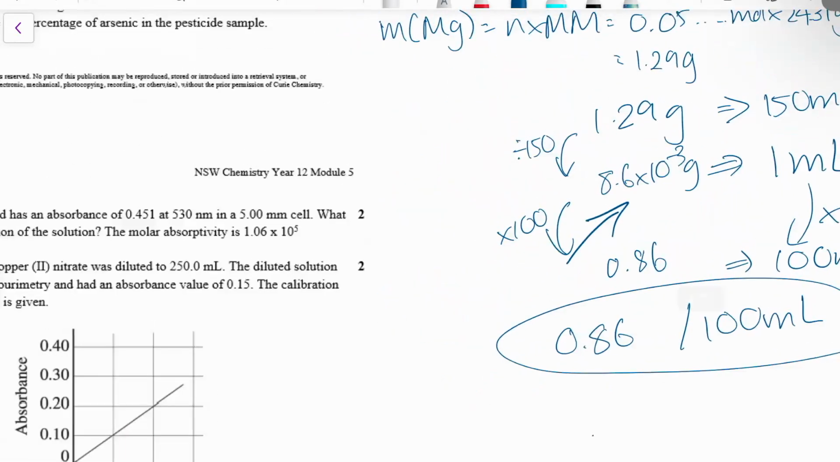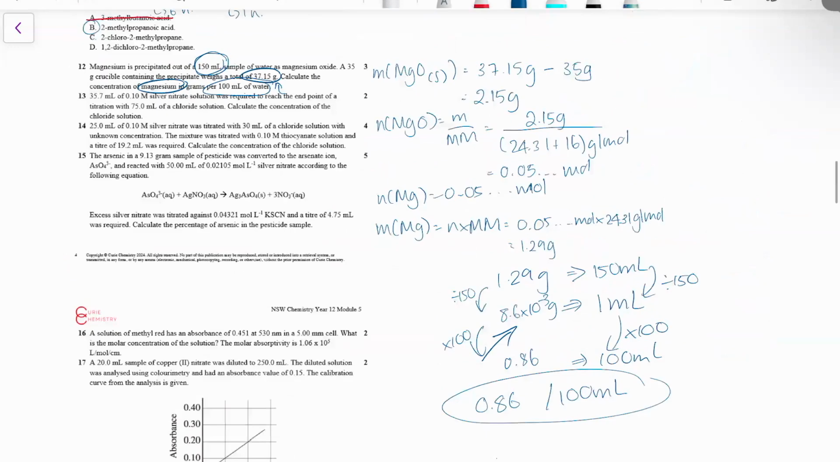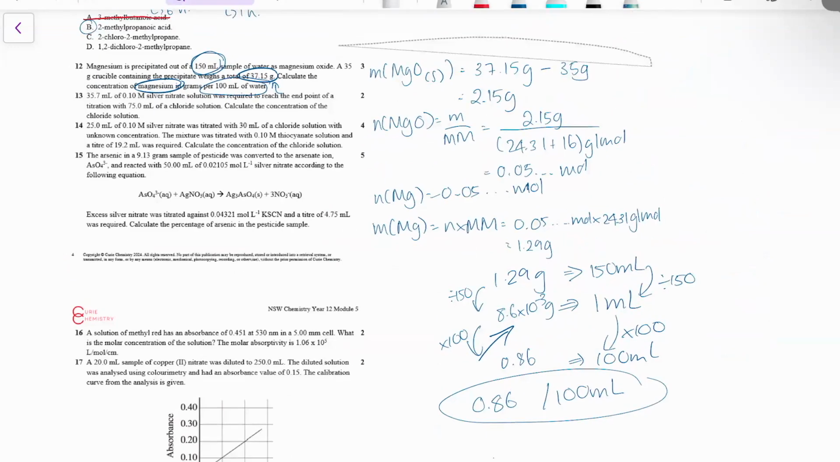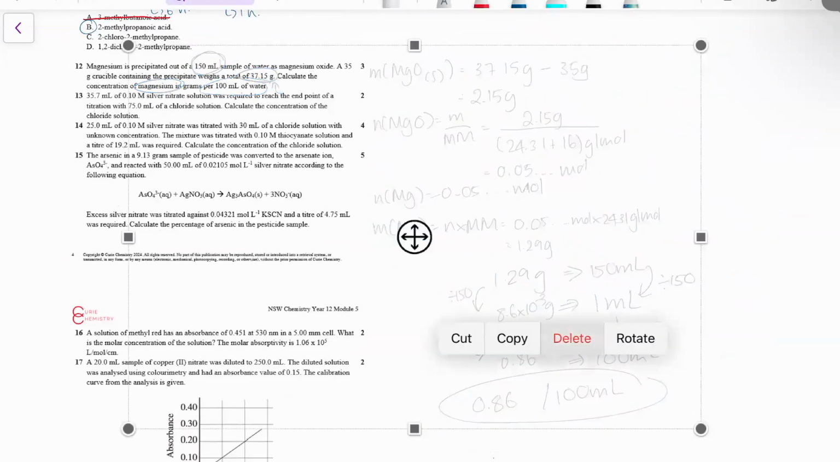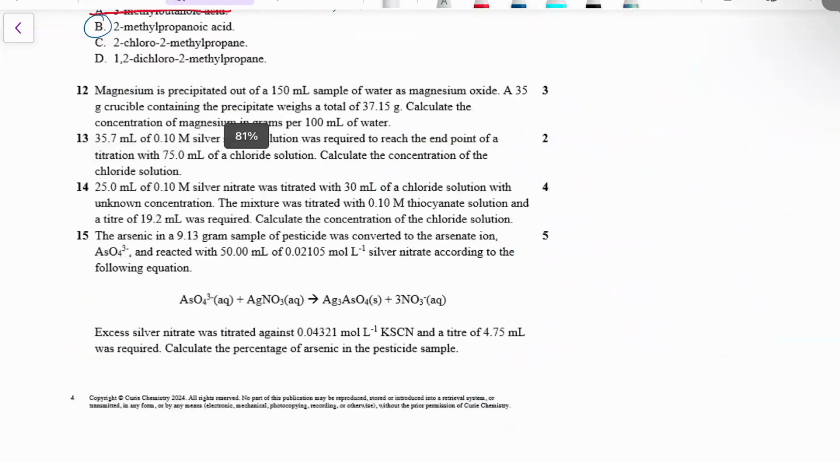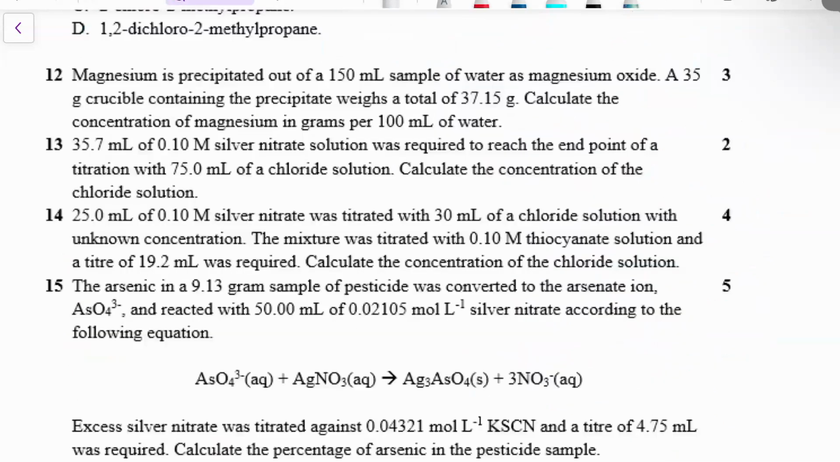Question 13. 35.7 mils of 0.1 molar silver nitrate was required to reach the end point of a titration with 75 mils of a chloride solution. Calculate the concentration of the chloride solution.